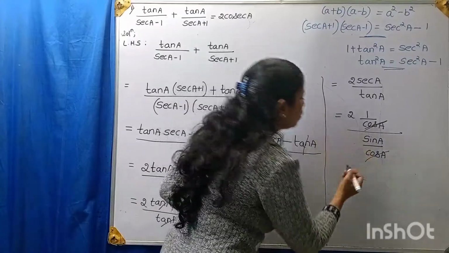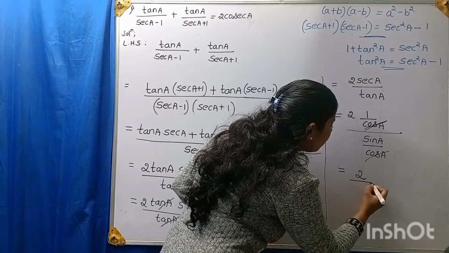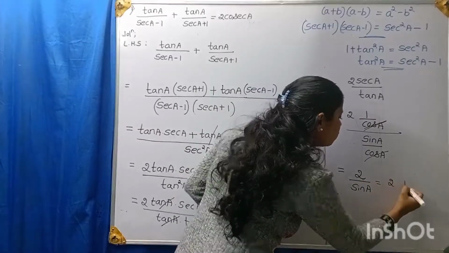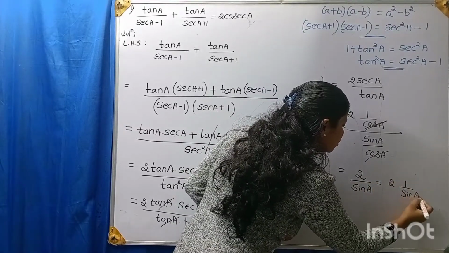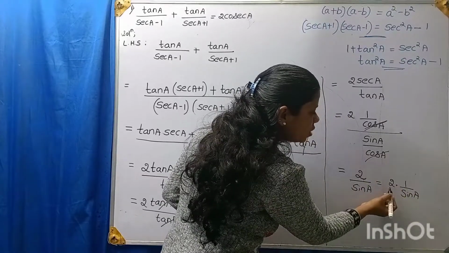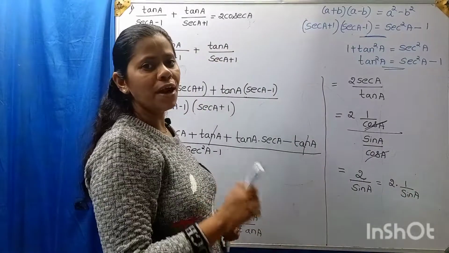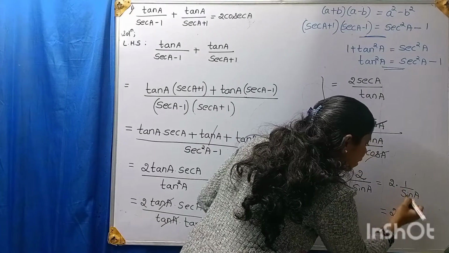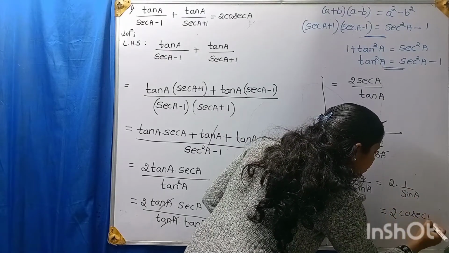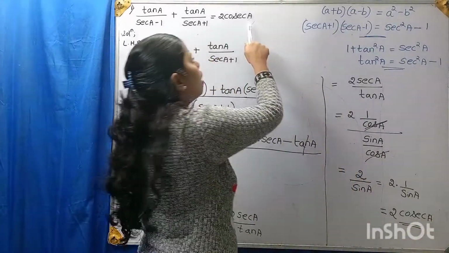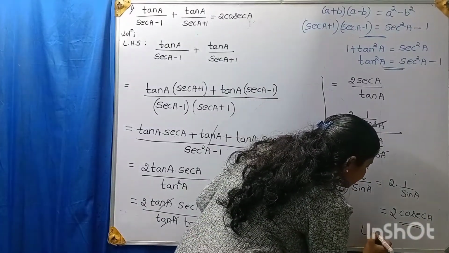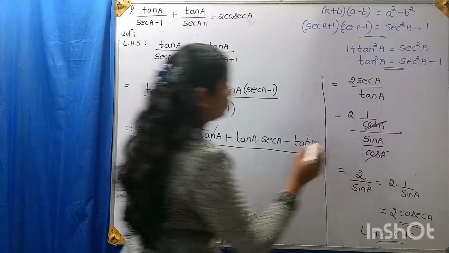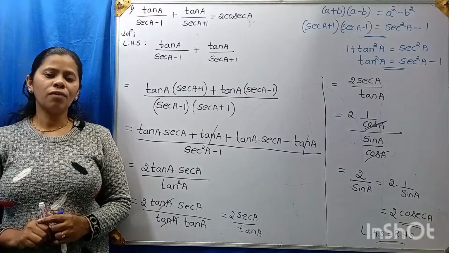So, what is left? 2 divided by sin A. This 2 divided by sin A, I can write it as 2 into 1 by sin A. We know that 1 by sin A is cosecant A, right? So 2 into 1 by sin A, I can write it as 2 cosecant A. That is what our RHS is. We proved that LHS is equal to RHS. Hope you have understood. Thank you.